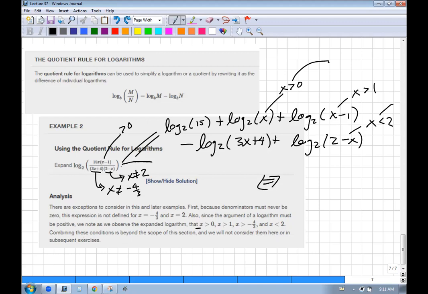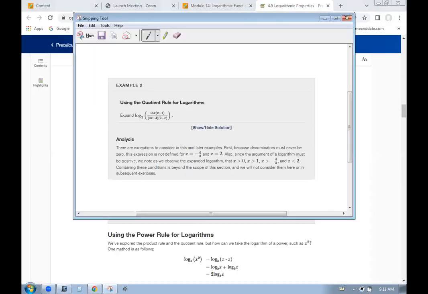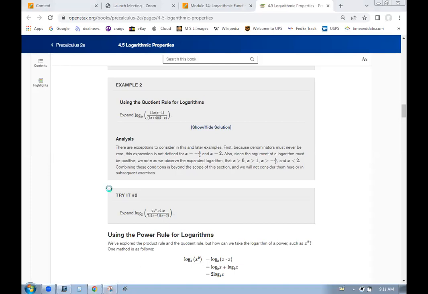So combining all these conditions, x has to be positive, but it has to be less than 2. Those are the only places that this is defined. It's a subtlety we'll look into in the next section when we start solving.